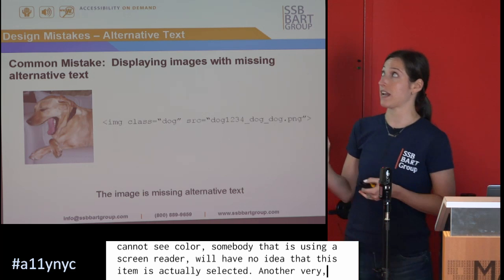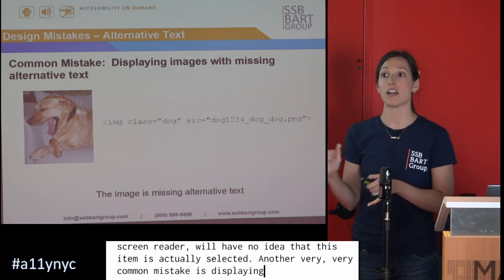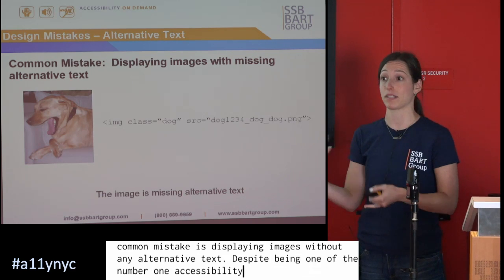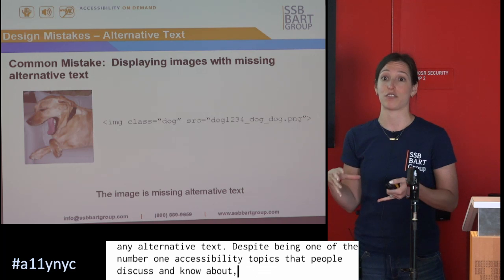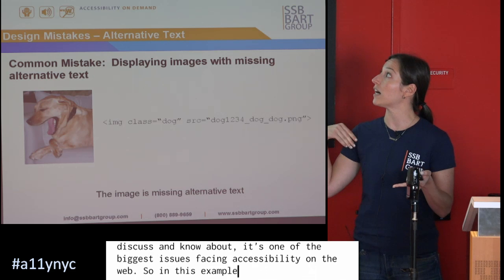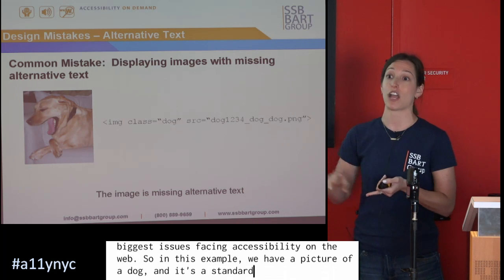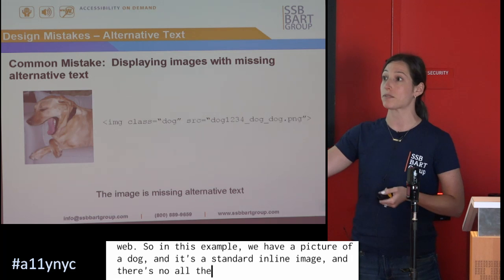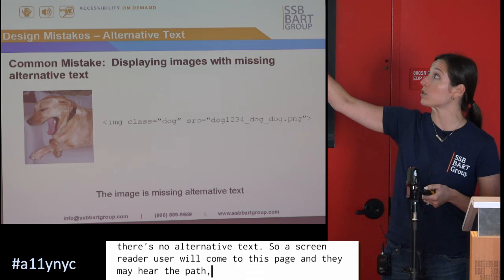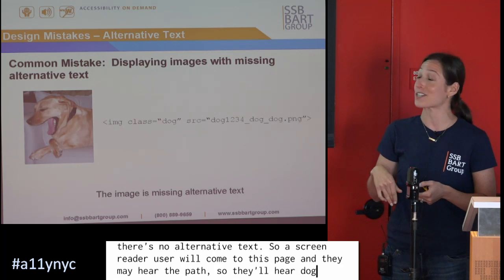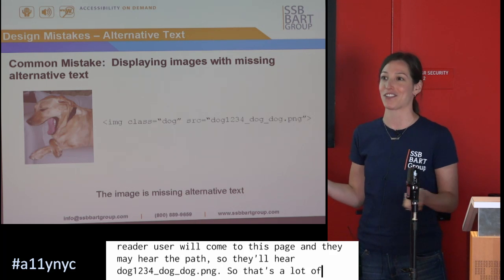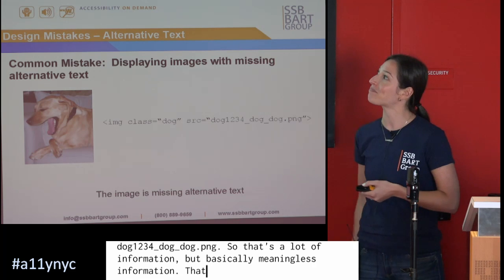Another very, very common mistake is displaying images without any alternative text. And despite being one of the number one accessibility topics that people discuss and know about, it's one of the biggest issues facing accessibility on the web. So in this example, we have a picture of a dog, and it's a standard inline image, and there's no alternative text. So a screen reader user will come to this page, and they may hear the path, so they'll hear dog1234 underscore dog underscore dog dot PNG. So that's a lot of information, but basically meaningless information. That doesn't tell the user the purpose of this image.